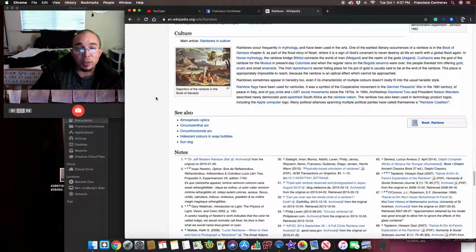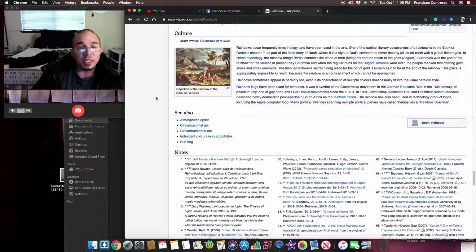Rainbows sometimes appear in heraldry too, even if a characteristic of multiple colors doesn't really fit into the usual heraldic style. Rainbow flags have been used for centuries. It was a symbol of the cooperative movement in the German Peasants' War in the 16th century, of peace in Italy, and of gay pride and the LGBT social movement since the 1970s.